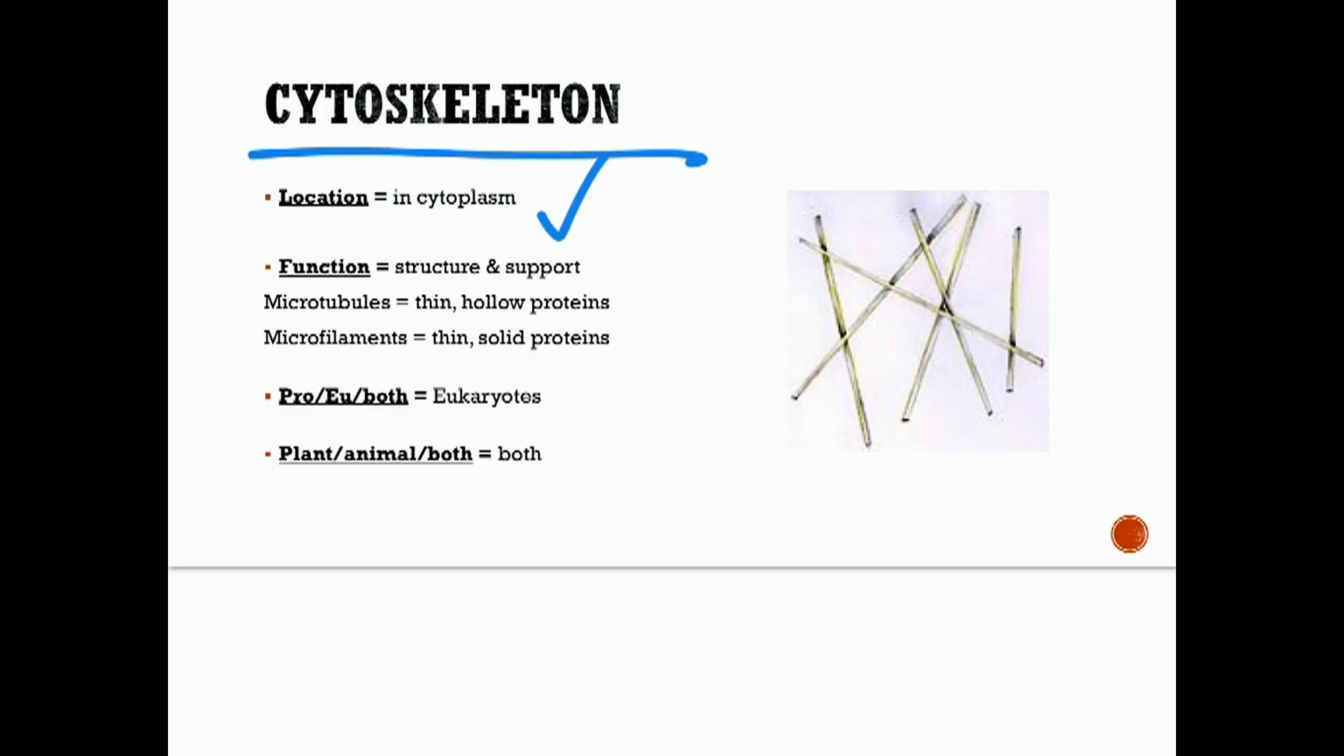Cytoskeleton. Its location is in the cytoplasm. Its function is for structure and support. So there's microtubules that are thin, hollow proteins. Think tubes are hollow. And microfilaments are thin, solid proteins. Think fill. They're filled. They're solid. You can find cytoskeleton in just eukaryotic cells and also both plant and animal cells.